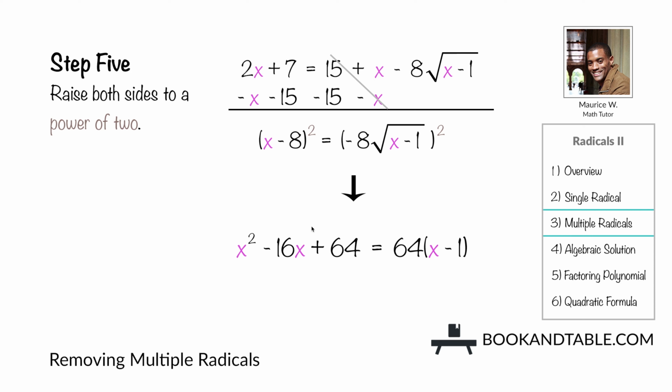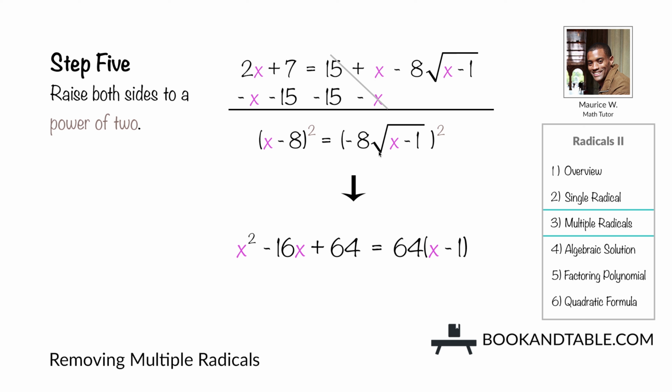So you'll have to use the FOIL method to expand the left side. And then on the right side, you square the coefficient. Negative 8 squared gives you 64. Anytime you square a radical times itself, you're left with just the term underneath. So we get x minus 1. And now we have our polynomial without our radical signs.